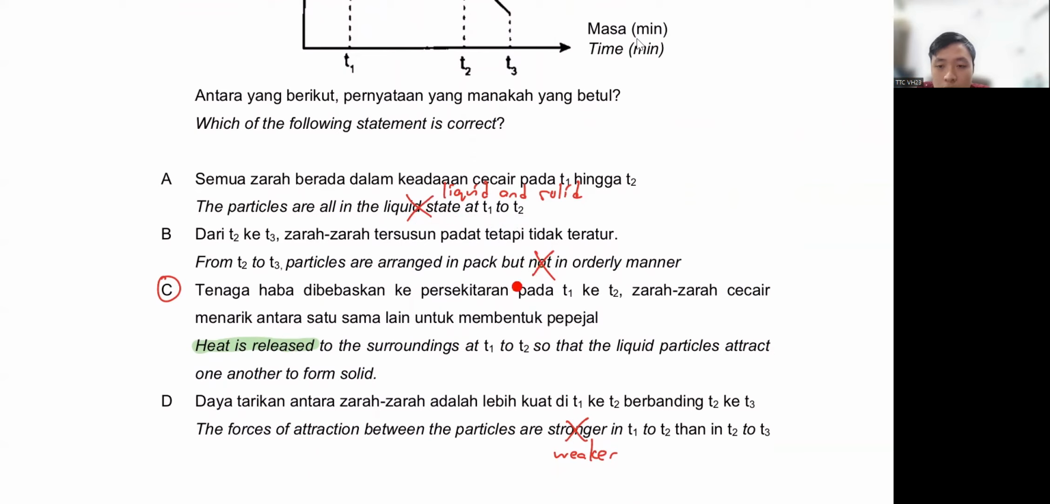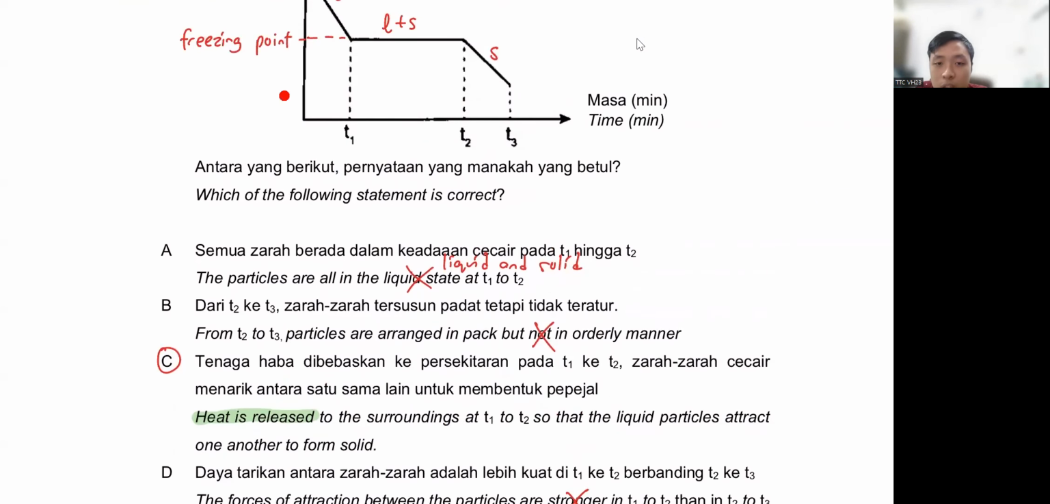This one actually is in an orderly manner. Solid is tightly packed together. They arrange nicely. Heat release, correct. Then the forces of attraction between the particles are weaker. Gas is weaker. When it becomes solid, it becomes very strong.